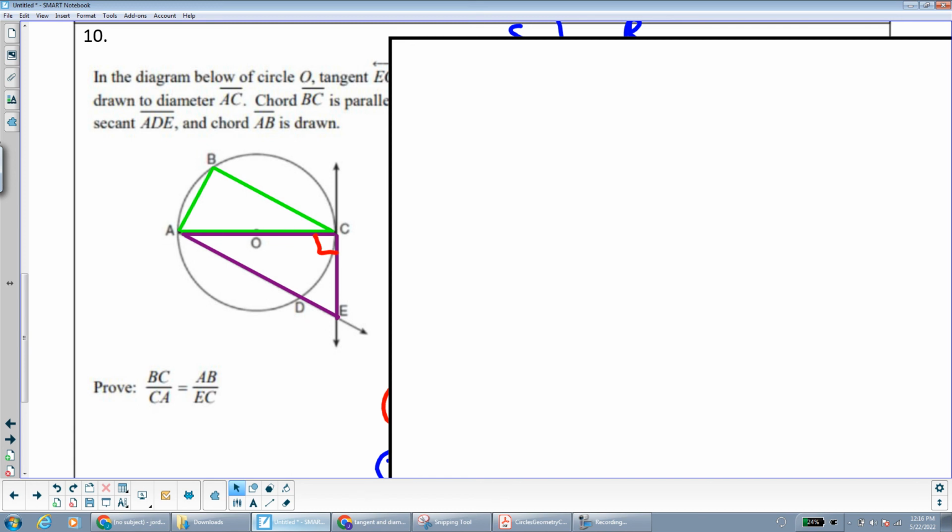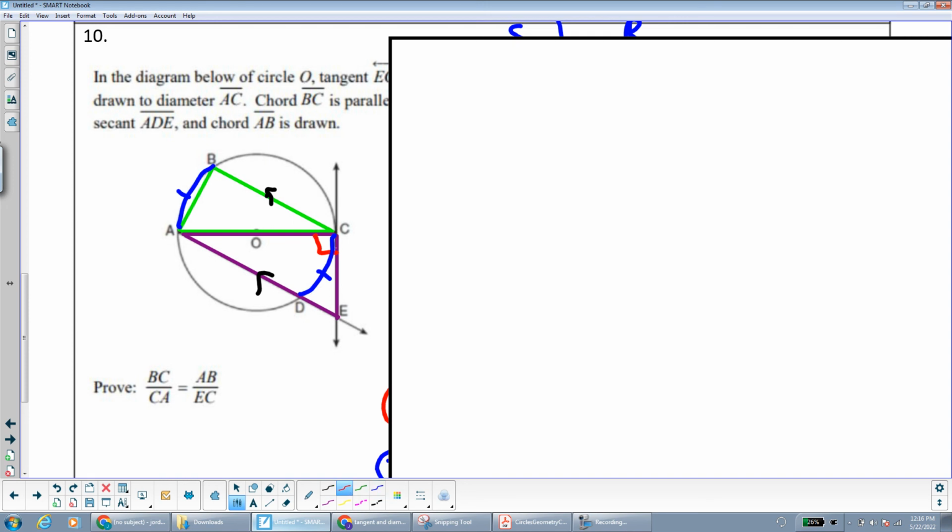We're also told from our givens that chord BC is parallel to secant ADE. Now that's important because we do know that when we have parallel chords in a circle, they intercept congruent arcs. The arcs in between these parallel chords are congruent. And the arcs connecting these parallel chords would be these two. So I do know that arc AB and arc DC are congruent to each other.